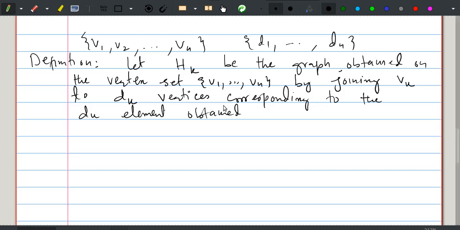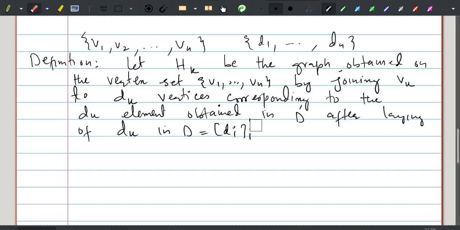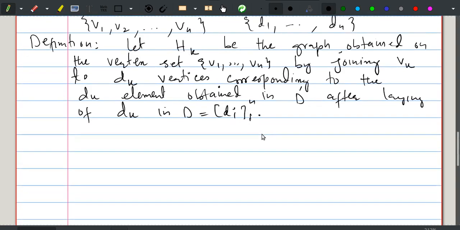obtained in d prime after laying off dk in d. Now d prime and d have their usual meaning. So this d is di where i runs from 1 to n. So what does this mean?